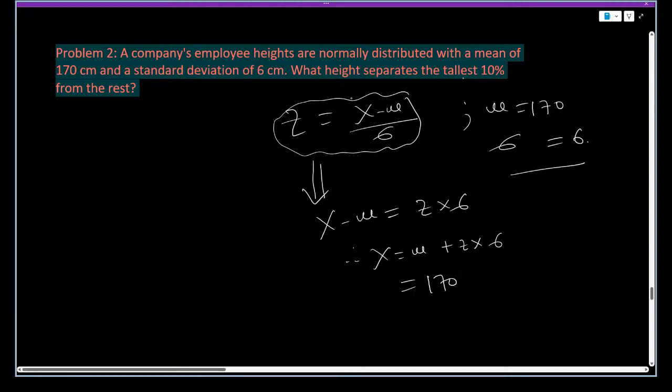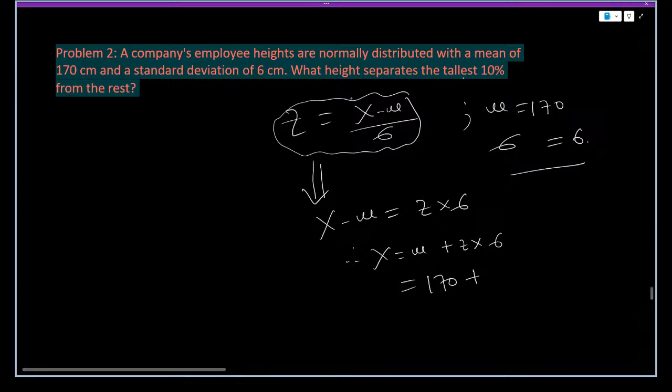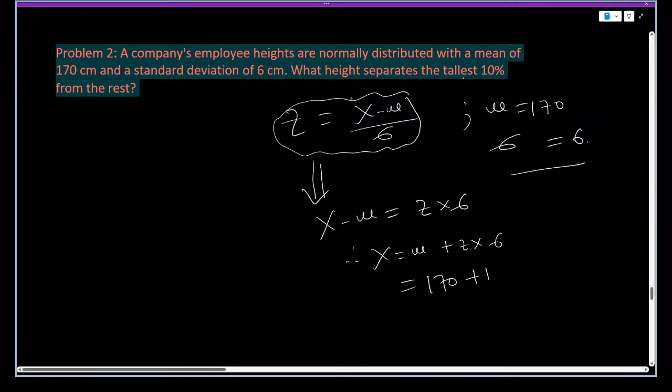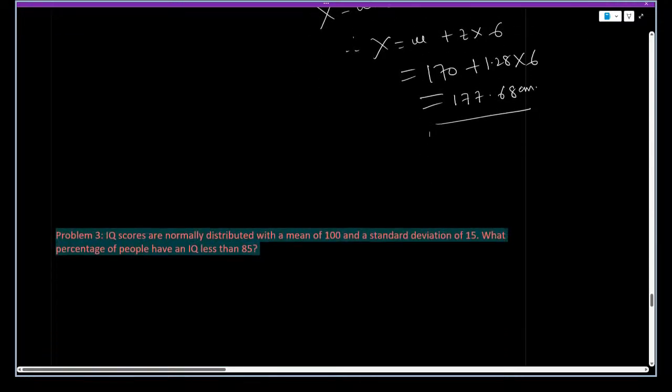This mu is 170 and from the z table, the z value corresponding to percentile 0.90, if you find, is equal to 1.28. This multiplied by 6, by my calculator, is giving approximately 177.68 centimeter. Go through the next problem.